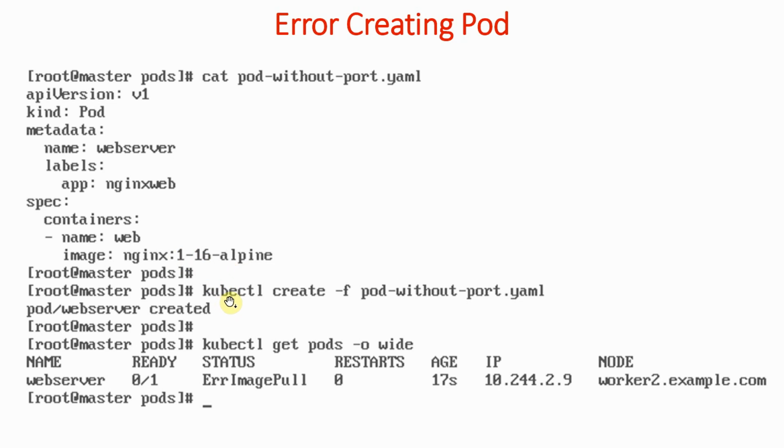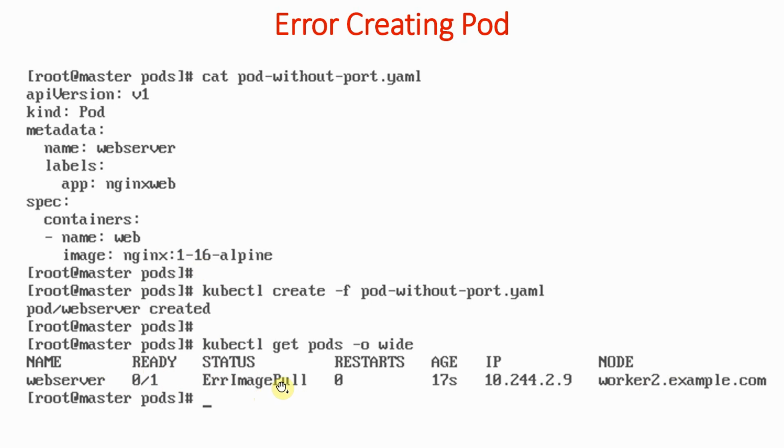Now when we say kubectl create with the name of the file, it is saying pod web server created. Now when we run the command kubectl get pods -o wide, what is it saying? Not ready, status is image pull error, restarts 0, and the IP address is allocated on a worker. That means the IP address has been allocated and scheduling has been done, but it is not in ready state because the container required that image, and the name of the image was wrong. So it is giving the status error.